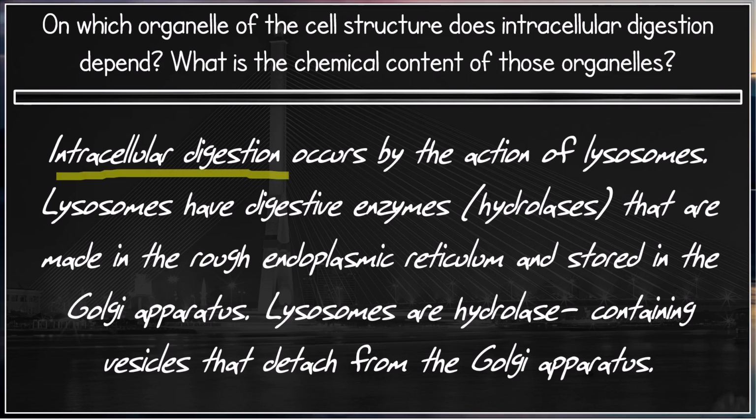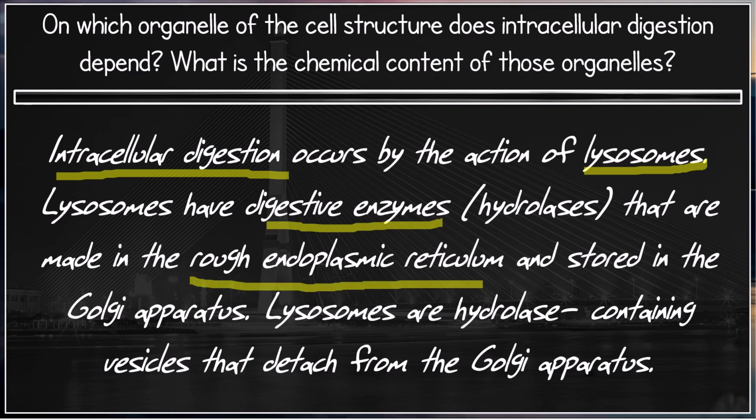Intracellular digestion occurs by the action of lysosomes. Lysosomes have digestive enzymes, hydrolases, that are made in the rough endoplasmic reticulum and stored in the Golgi apparatus. Lysosomes are hydrolase-containing vesicles that detach from the Golgi apparatus.